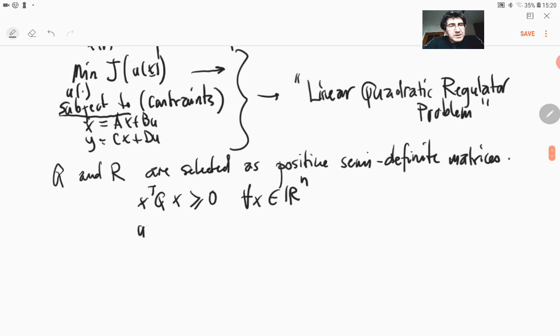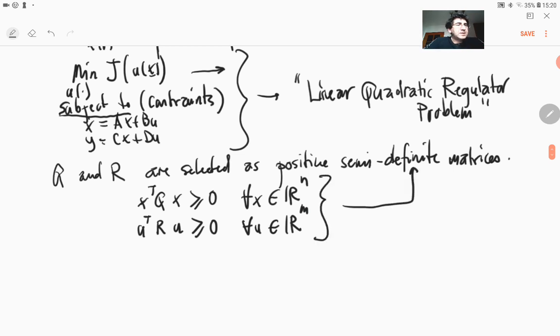Similarly, we have u transpose Ru, which has to be also larger than or equal to 0, again for all u that is an element of Rm. So this is what is defined by being positive semi-definite matrices.